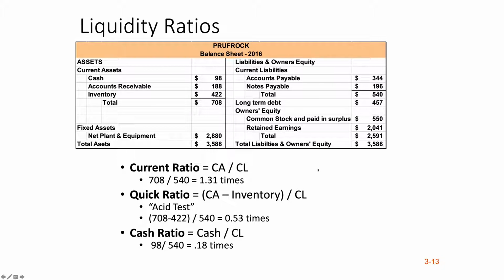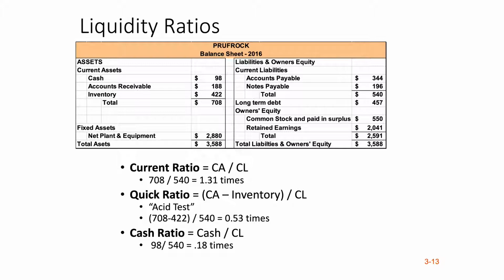Current ratio is equal to current assets divided by current liabilities. 708 divided by 540 equals 1.3. That means you have more current assets than your current liabilities. And people say, well, you have a lot of inventories. Inventory doesn't count because it takes time to convert inventory into cash. Well, how about that? Do not look at inventory.